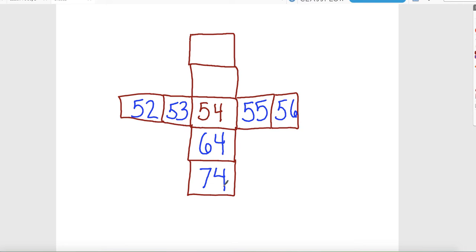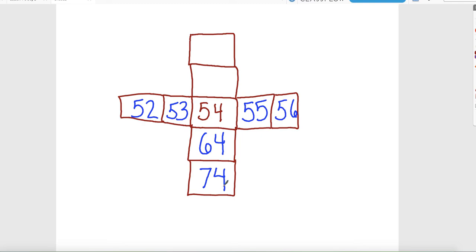There's one thing that stays the same in those numbers no matter what. What stays the same in those numbers no matter what? 54, 64, 74. What stays the same in those numbers, Yanessa? Yeah, the 4 stays the same. The number that's in the ones place, the 4, doesn't change at all.